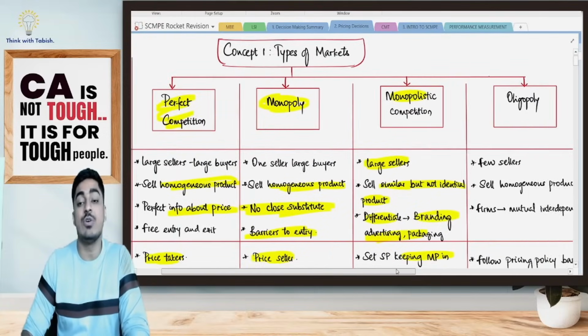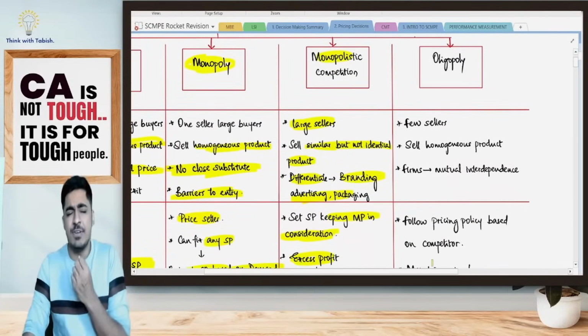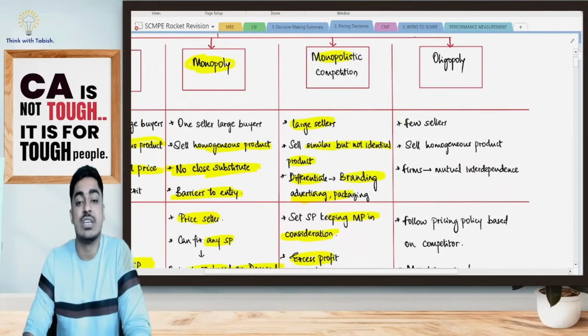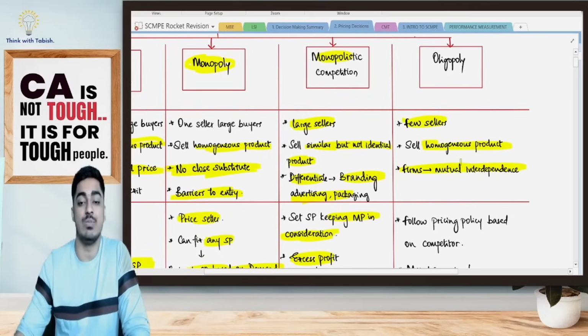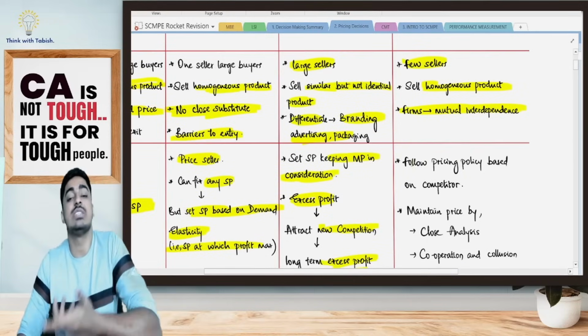And finally, I have oligopoly as a market. Here, there are few sellers, 2 to 5 sellers who are selling homogeneous products, and firms have mutual interdependence. Say, for example, you have Pepsi, Coca-Cola, Ola, Uber. Mutual interdependence is there. Now, how do we set a selling price?